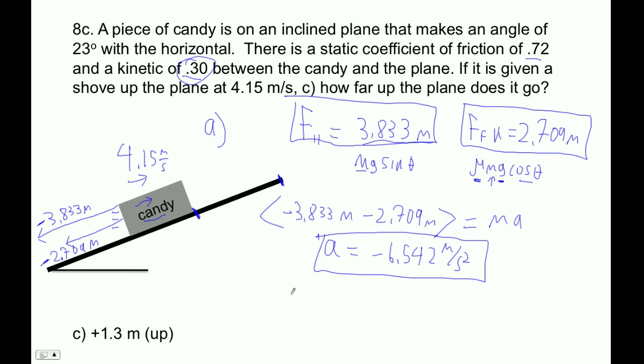So now we want to figure out s. I would use v squared equals u squared plus 2as. So the final velocity up the plane is 0, squared, equals 4.15, and that's positive because it's up the plane, squared, plus 2 times negative 6.542 times s. Now we're going to solve for s. It's going to be 4.15 squared.